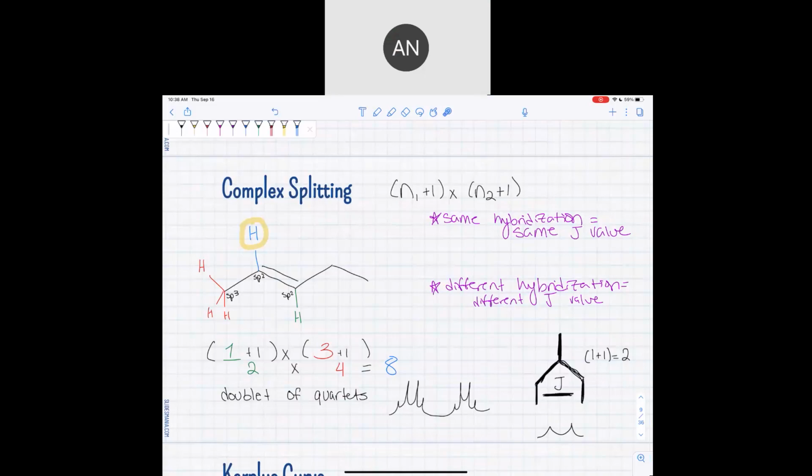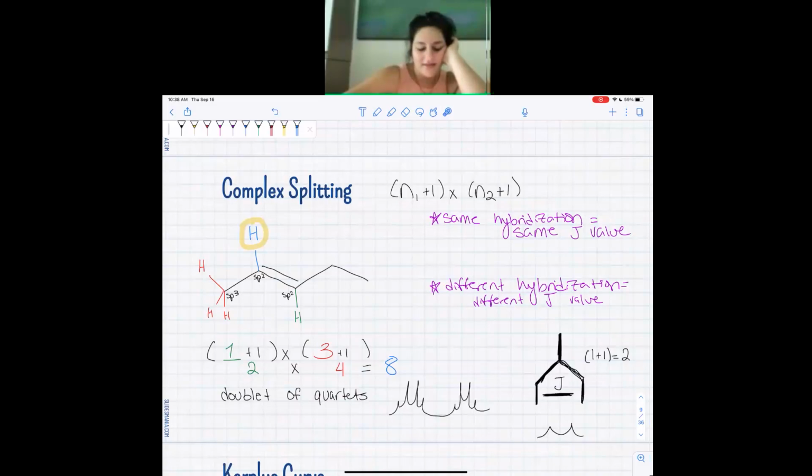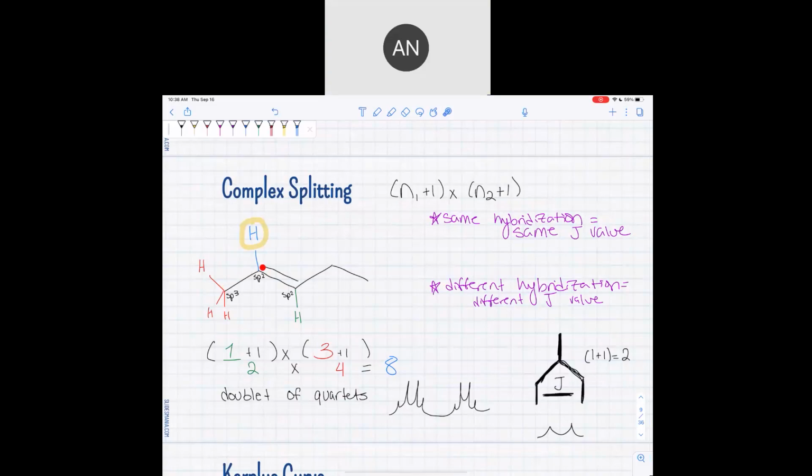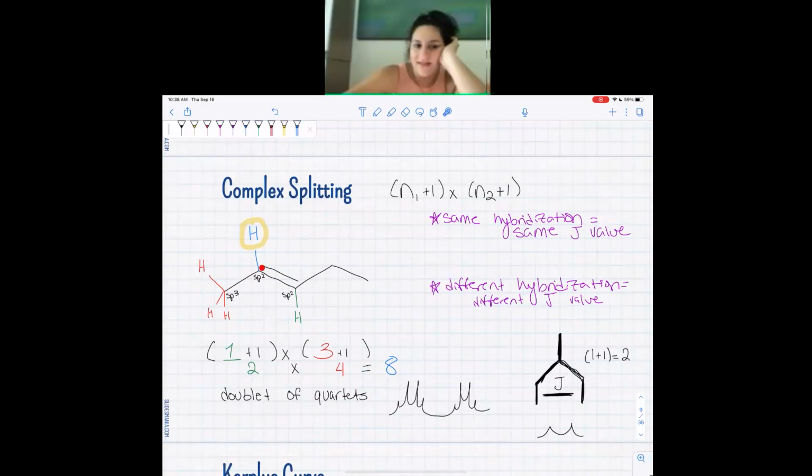So it's just a regular N plus one. You don't have to do a tree diagram or anything like that. Yeah, exactly, because they are different J values, but it only has one neighbor. So it's okay.